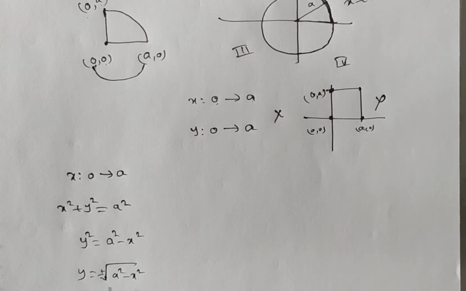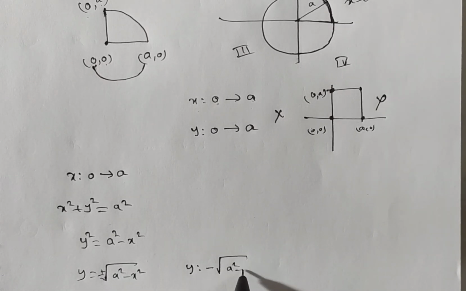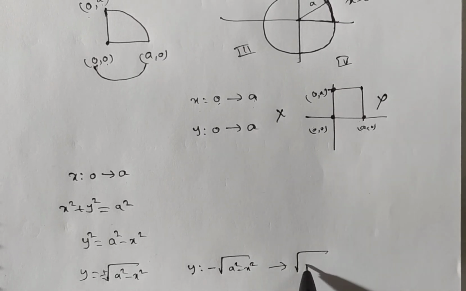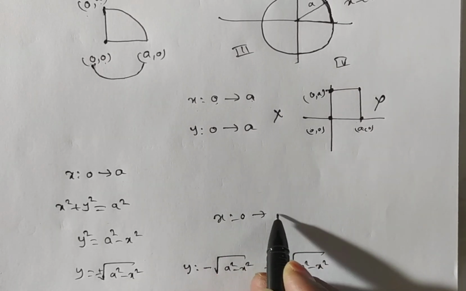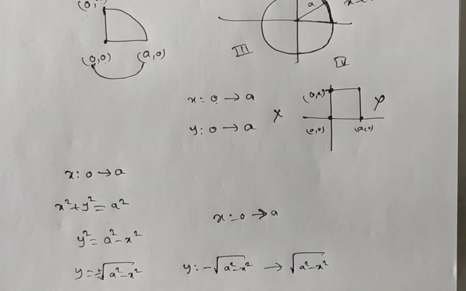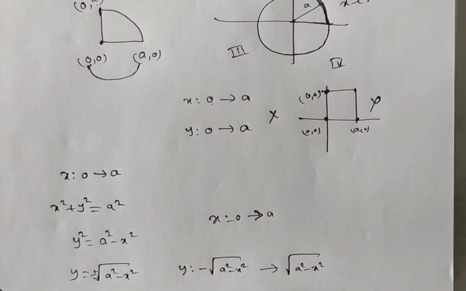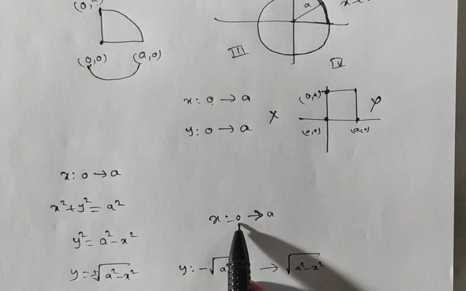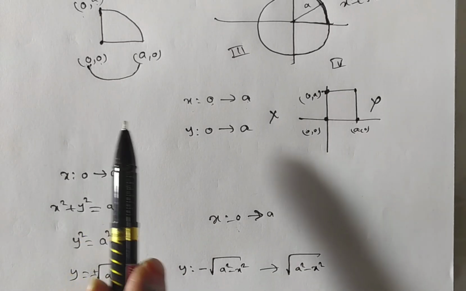So here you have two limits: y is from minus square root of a square minus x square to plus square root of a square minus x square, but x is here 0 to a. Now observe the given region in the first quadrant. In the first quadrant, are the x values and y values positive or negative? Positive only. X is positive, so 0 to a. Y value is also starting from 0.